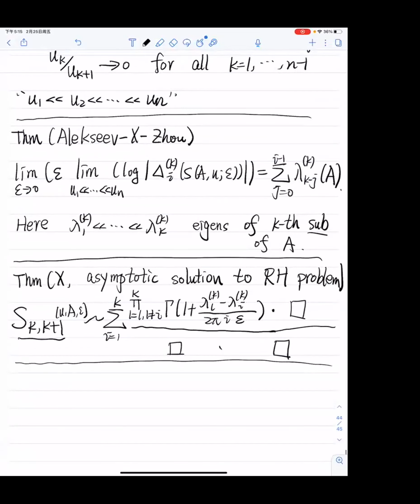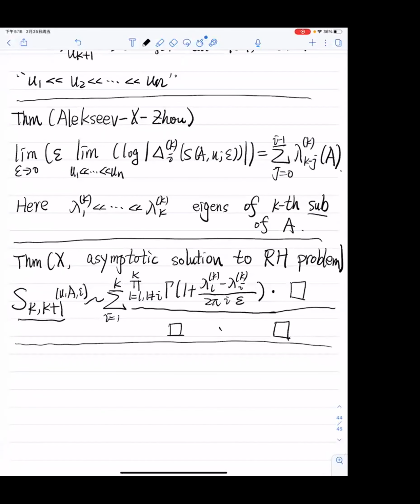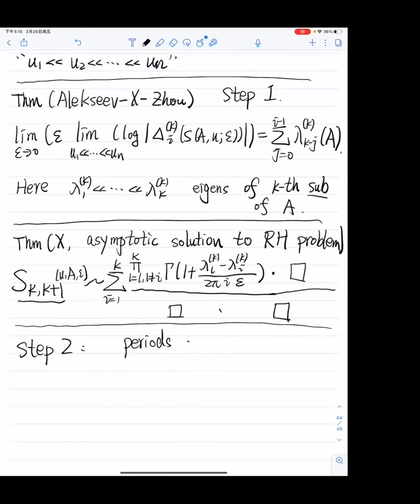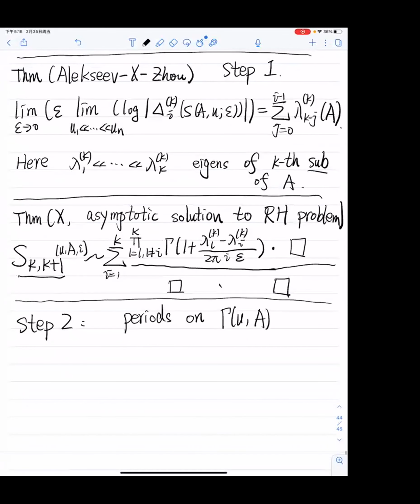Right. Now we have computed the left-hand side. Let me compute the right-hand side. So how to compute the periods? This can be seen as step 1. We want to compare, in this asymptotic zone, the analysis data and the periods. It's also sort of hard to compute the periods on algebraic curves near or at this asymptotic zone, that is as U1 much less than U2 and so on. So how to compute the periods?